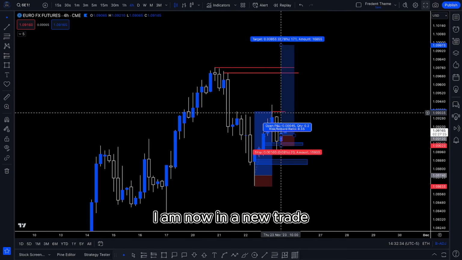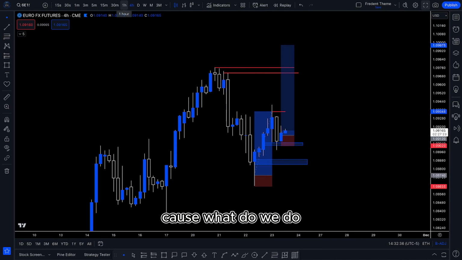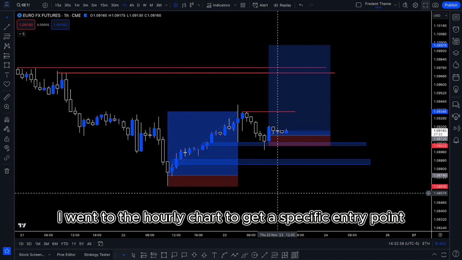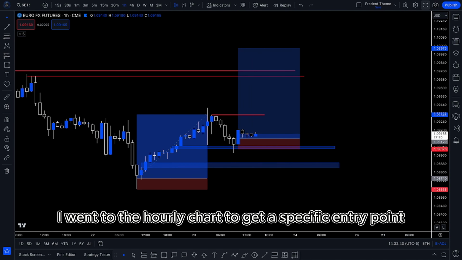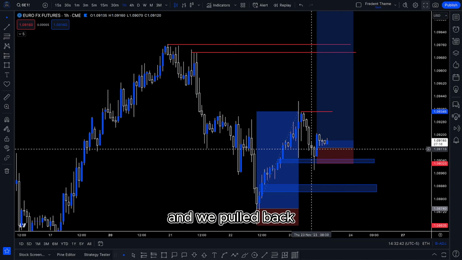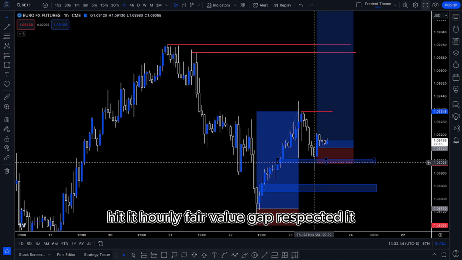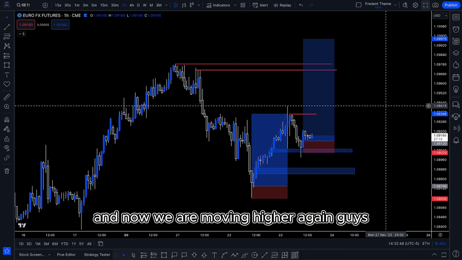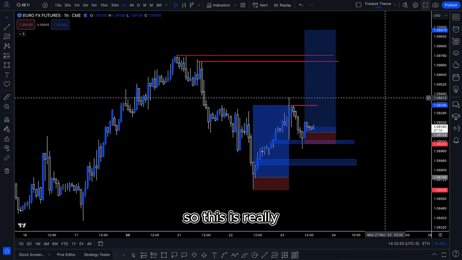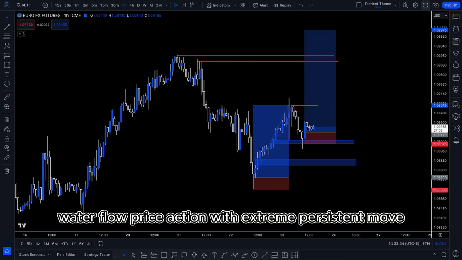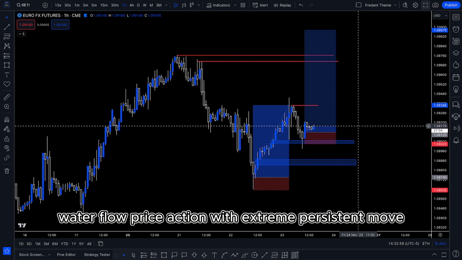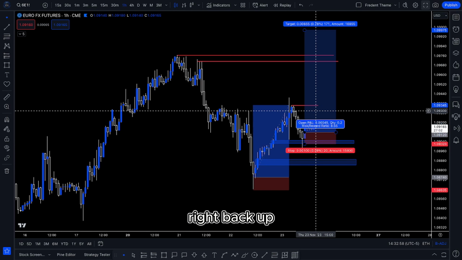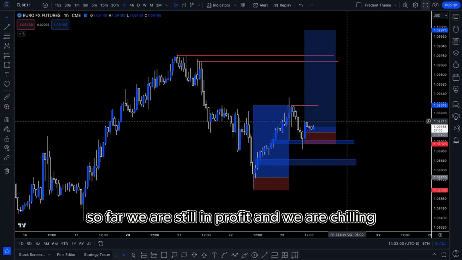I am now in a new trade, because what do? I went to the hourly chart to get a specific entry point, and we pulled back, hit the hourly fair value gap and respected it, and now we are moving higher again, guys. So this is really effective order flow price action with extreme precision. We move right back up. So far we are still in profit and we are chilling.